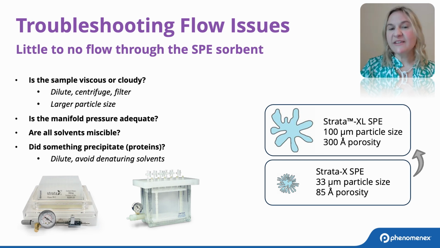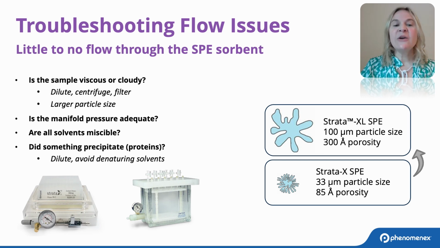Next, it could be the solvent miscibility. Immiscible solvents will impair the flow. Always use miscible solvents. An example of this would be hexane and water are immiscible and would cause flow issues if used together. This would be seen with the conditioning steps and the blanks as well.